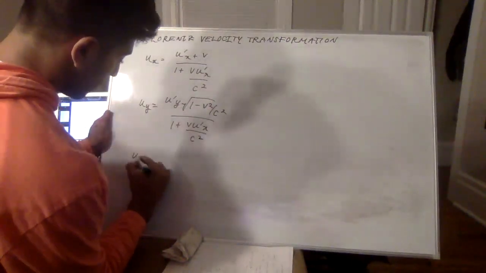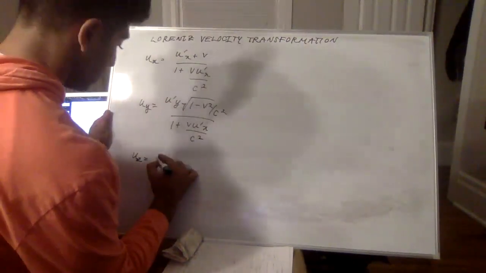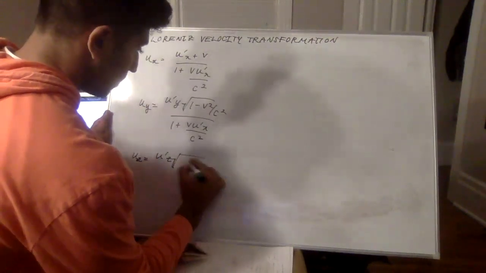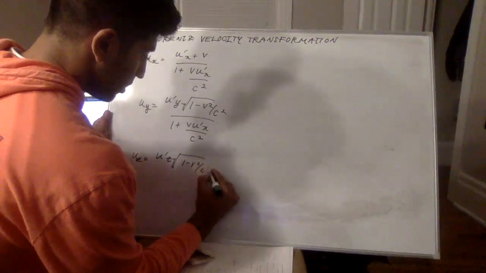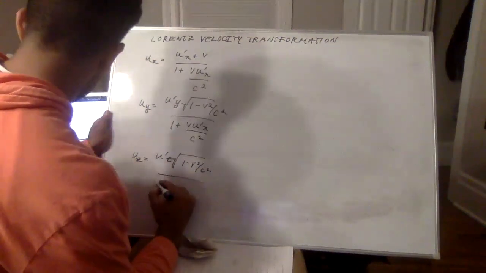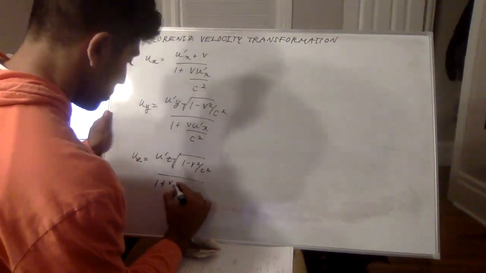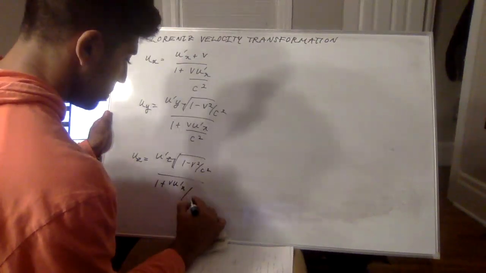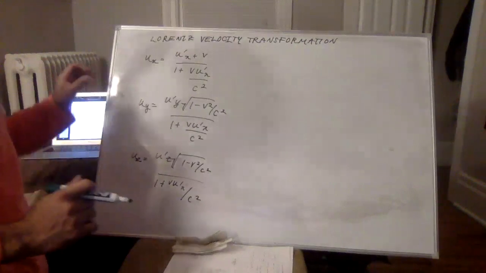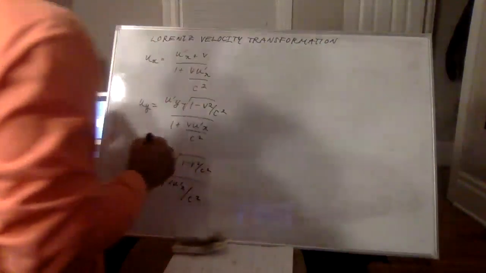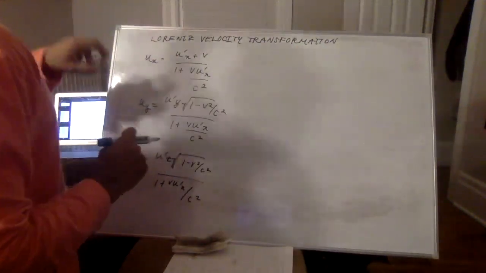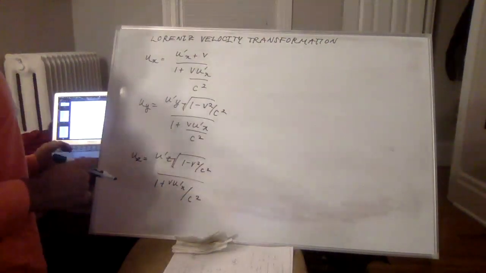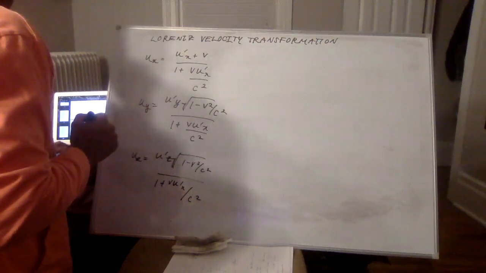And our u z is equal to u prime z times the square root of 1 minus v squared over c squared, over 1 plus v u prime x over c squared. So these will be used in equations where you have an object moving in the x, y, and z directions. I'll give you an example of using this formula.